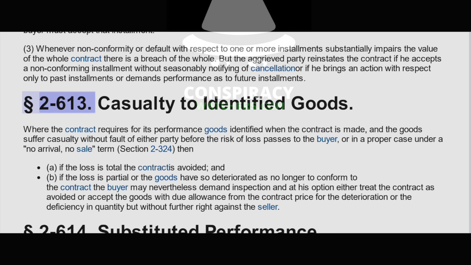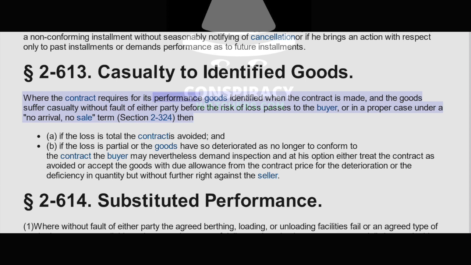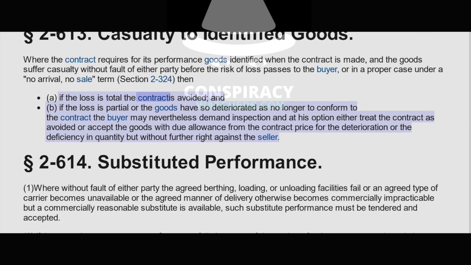Section 2-613. Casualty to identified goods. Where the contract requires for its performance goods identified when the contract is made, and the goods suffer casualty without fault of either party before the risk of loss passes to the buyer, or in a proper case under a "no arrival, no sale" term, then, if the loss is total, the contract is avoided, and if the loss is partial or the goods have so deteriorated as no longer to conform to the contract, the buyer may nevertheless demand inspection and at his option either treat the contract as avoided or accept the goods with due allowance from the contract price for the deterioration or the deficiency in quantity, but without further right against the seller.